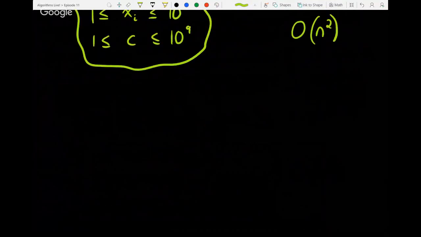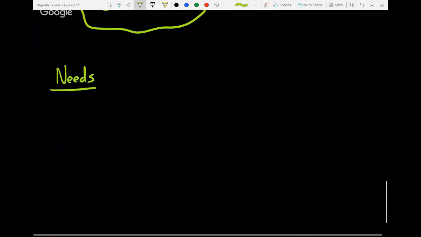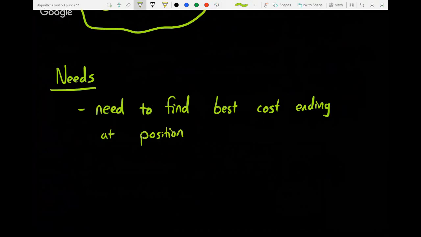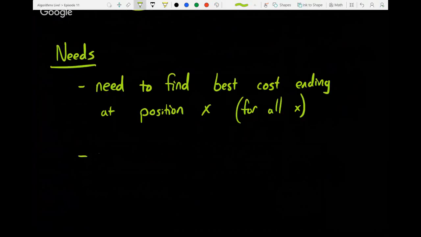Okay, so let's list our needs maybe a little bit better. So here are our needs. So we need to find the best thing right now. We need to find the best cost ending at position x at any given time. And of course, this is for all x all throughout the solution. And the other thing we need to do is we need to be able to add a new partial solution.